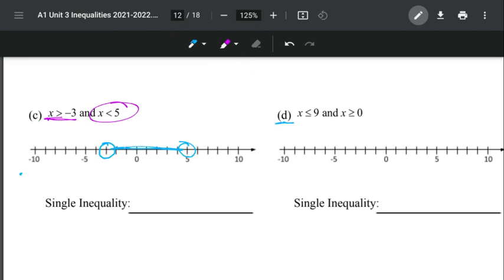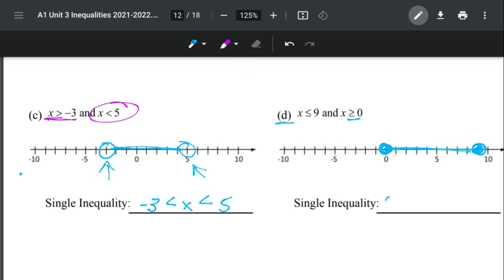Okay, now let's do the next one, letter D. So we have a 9. There's an equal to bar, so I'm going to color it in. And then a 0, again, equal to bar, so I'll color it in, and you connect them. Now the directions want us to write these as a single inequality. So what I'm going to do, put my leftmost point, -3, my rightmost point, 5. Since the problem has an X, I'm going to put that there, and then my alligator mouths always point in that direction.